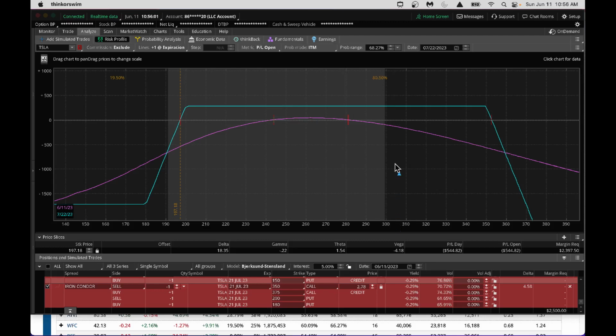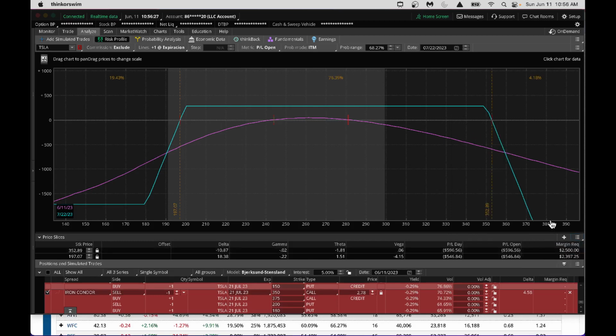Look at the probability of profit, 80%. That's a very good probability of profit. I would take this 80% anytime. And look, as long as Tesla remains within this 197 on the lower side and 352 on the higher side, I would keep my money here, which is the $278 credit that I received. It's a very good strategy. I would do this all day long.